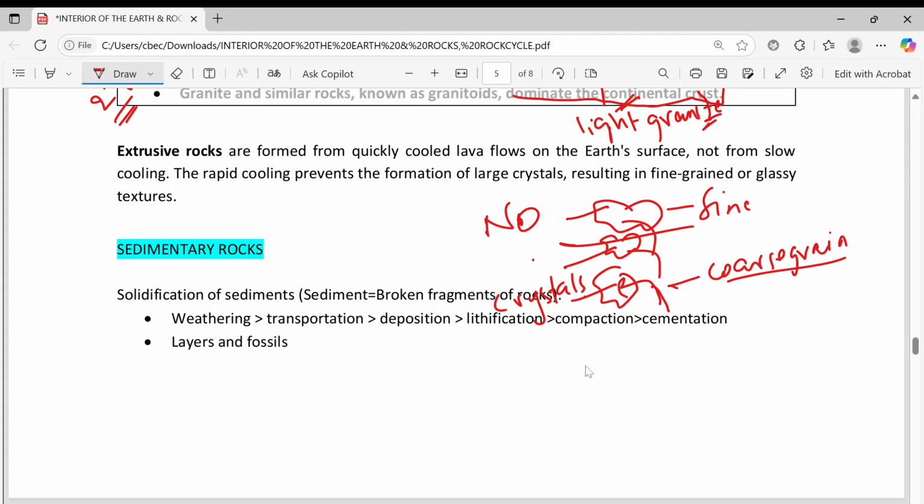Extrusive rocks, meaning outside on the surface, are formed from quickly cooled lava flows on the surface. They cool quickly on the surface, not from slow cooling. The rapid cooling prevents the formation of larger crystals. That is important. So it results in a fine grained texture.